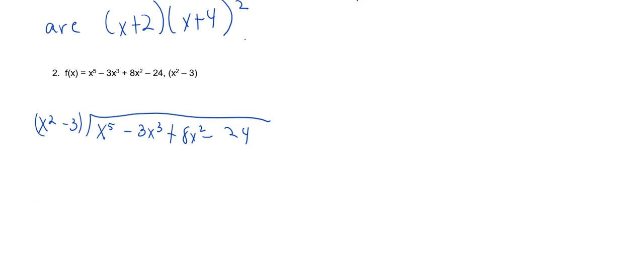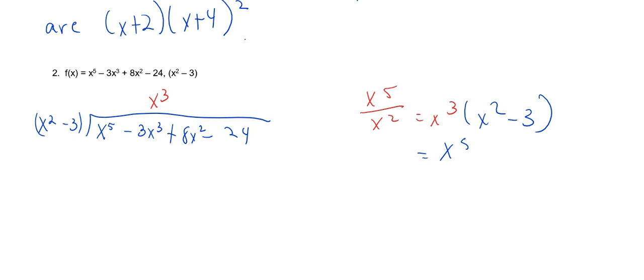Alright, we're going to try it again. This time we're taking an x squared and dividing it into a fifth degree polynomial. We take the first term underneath the division and divide by x squared, which simplifies to x cubed. We multiply it by x squared minus 3, which gives us x to the 5th power minus 3x cubed. Write that down, change our signs.